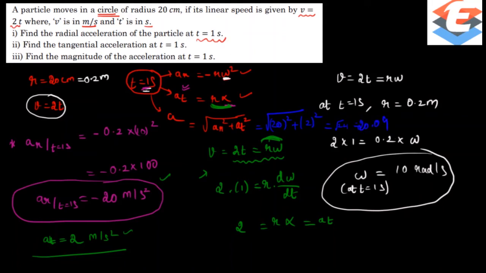So the final answer: radial acceleration was minus 20 meter per second square, tangential acceleration was 2 meter per second square, and finally the magnitude of the acceleration was 20.09 meter per second square.